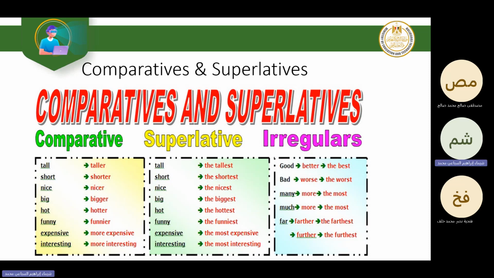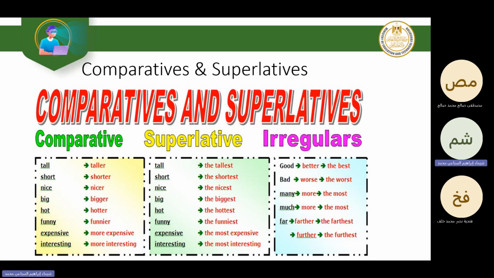If we wanted to talk about one thing of all things, not to compare between two things, no, one thing of all things that we have. So if the adjective is short, we are going to write the and then add est. So tall will be the tallest, short, the shortest, nice, the nicest, big, the biggest, hot, the hottest, and funny, the funniest.